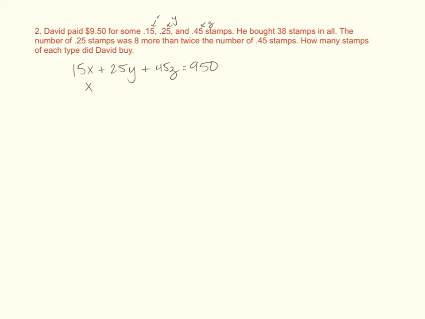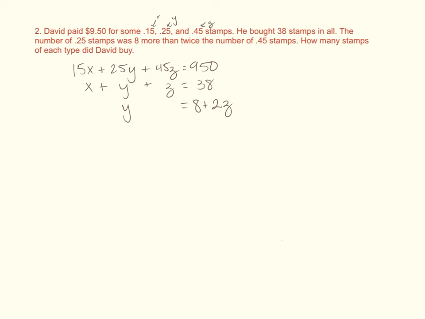So that means that the total number of stamps adds up to 38. And then the last one says the number of 25-cent stamps was 8 more than twice the number of 45-cent stamps. So that means that the Y stamps has to be equal to 8 plus 2Z, right? Because it's 8 more than twice the number of Z. And so then we have our 3 equations.